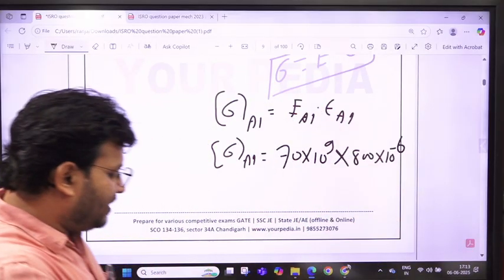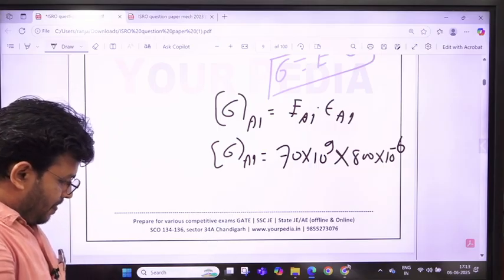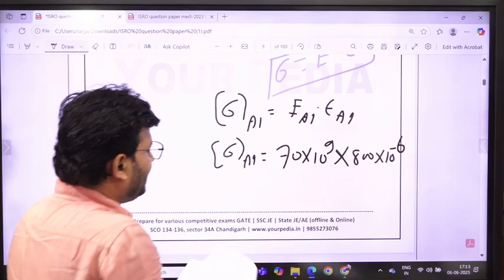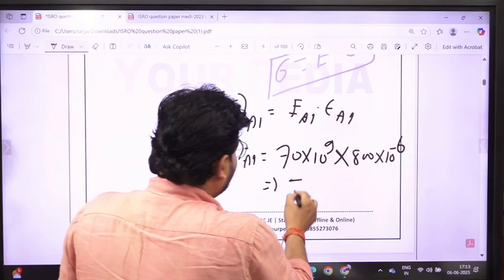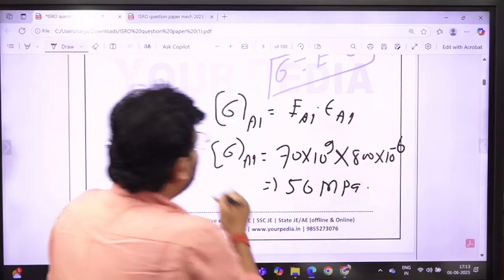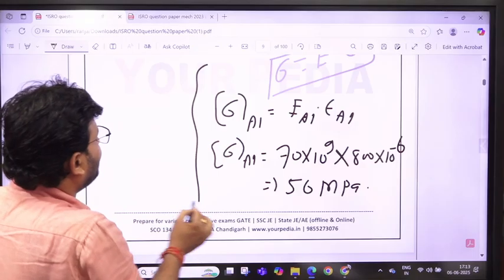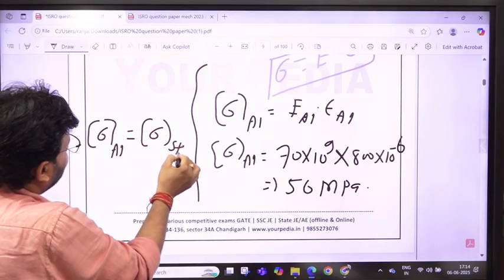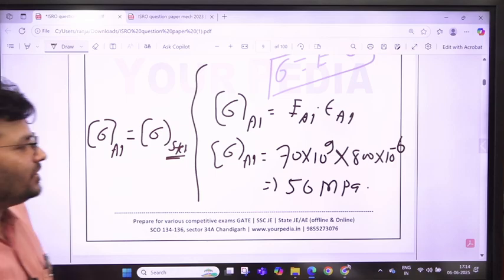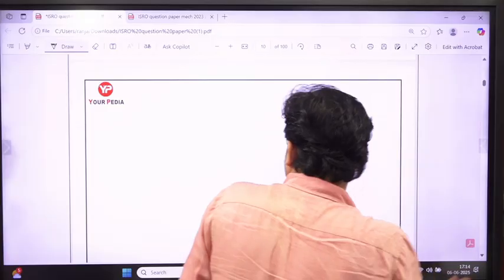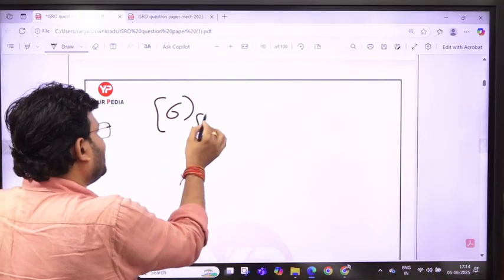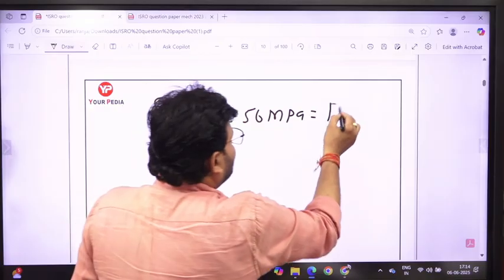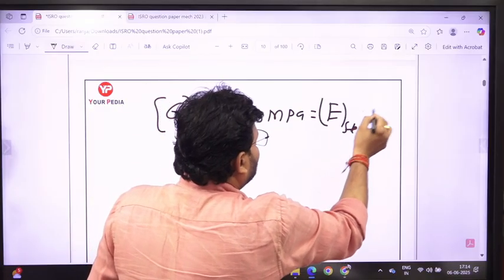How much is it coming out to be, my dear friends? By solving that, the value comes out to be 56 megapascal. Since the stress is the same, whatever stress is developed in the aluminum will be equal to the stress developed in the steel. Then the question becomes easy. So I can say the stress developed in the steel is equal to 56 megapascal, which will be equal to E of steel times epsilon of steel.